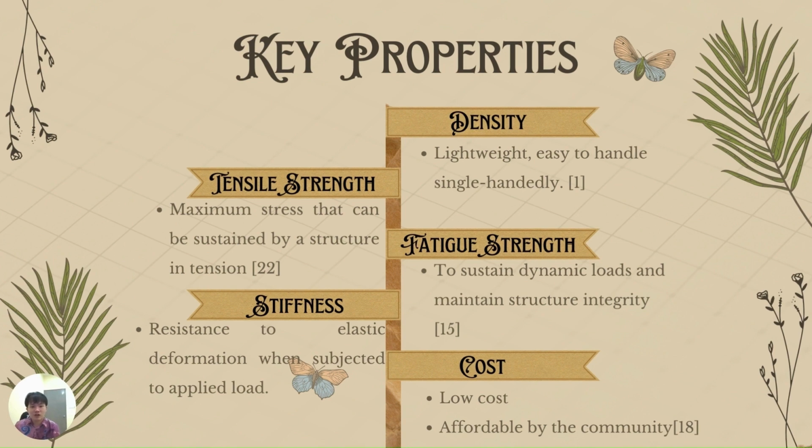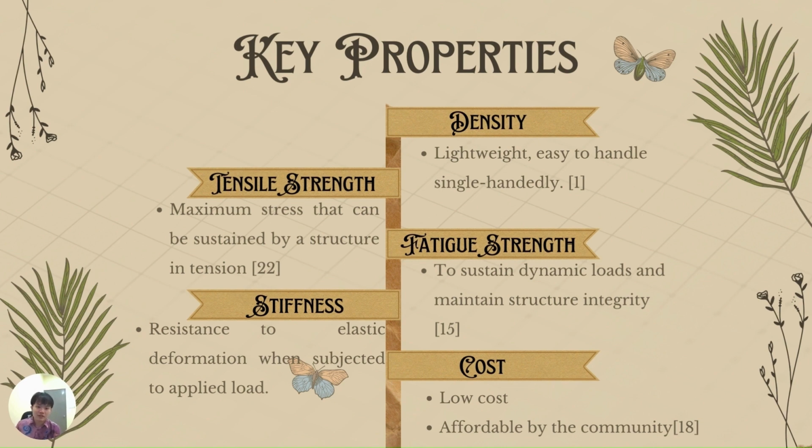And next is the tensile strength. Tensile strength is defined as the maximum stress that can be sustained by the structure in tension. So with a high tensile strength in the badminton racket frame, it helps us to prevent deformation or breakage, ensuring that the frame can endure the stress imposed during intense gameplay. And next is the fatigue strength. The fatigue strength is to sustain dynamic loads and maintain structural integrity. The racket will have to sustain the impact and dynamic loads from the shuttlecock during the game, so it is crucial that the frame structural integrity will remain well, enduring repeated cycles of stress.